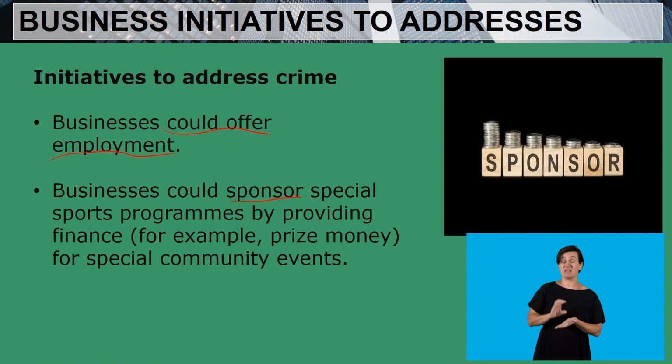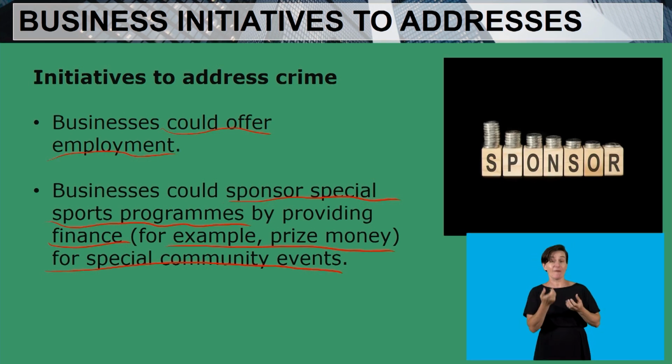Businesses could sponsor special sports programs by providing finance, for example, prize money for special community events. Another way to address crime is to offer financial support to sporting events. Obviously, if they know that there is something that you are doing for the community members, in return, they are going to do what? To take care of your business, because they would know that they also benefit from your business.